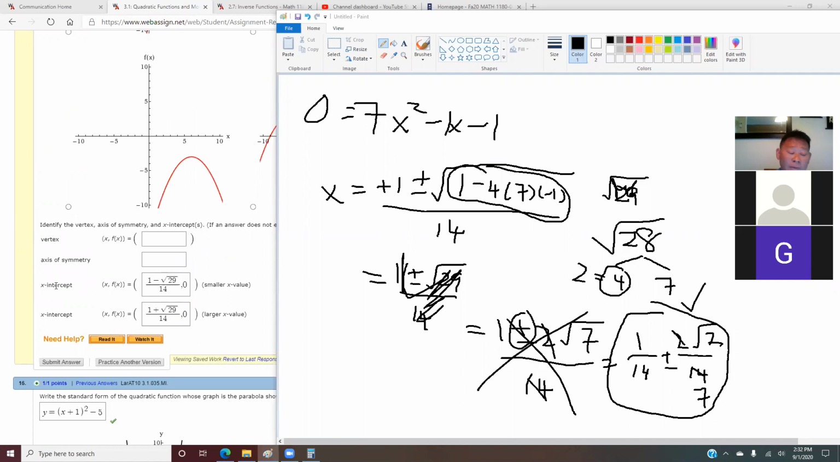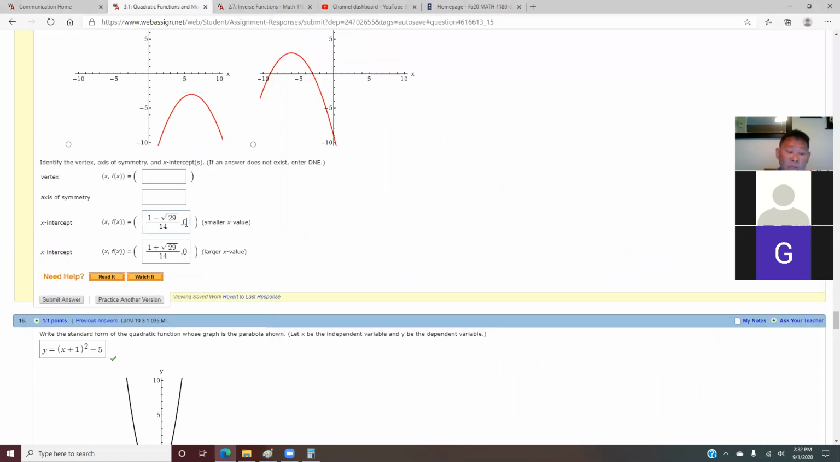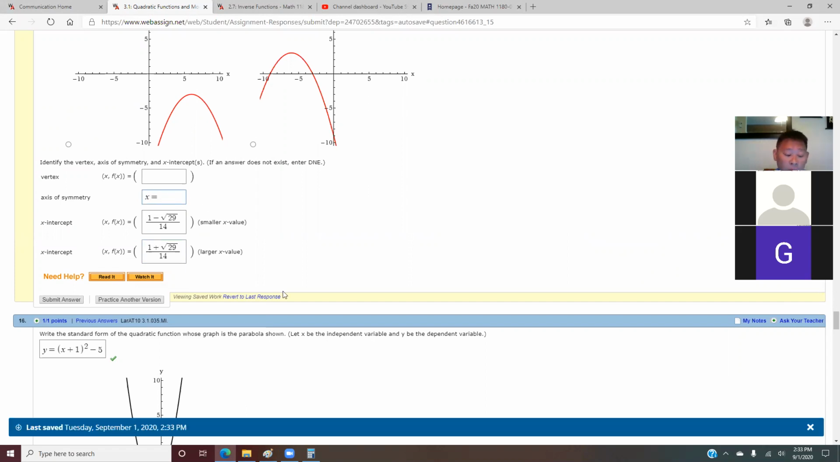And yes, if I ask for x-intercept, it has to be in coordinates form. So if you did not give me that 0 here, you will get it wrong. Same thing with axis of symmetry. You have to give me x equals 2. Without x equals 2, you will get it wrong also.